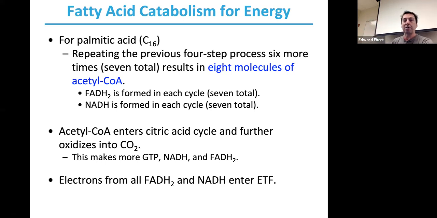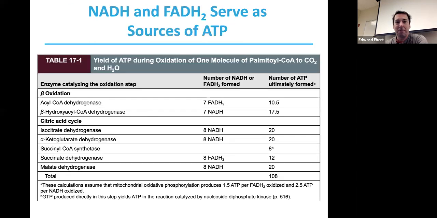And you recall in the citric acid cycle, you get a GTP, an NADH, and an FADH2. All these electrons from our FADH2 and NADH enter the electron transport chain, and our GTP is functionally equivalent to an ATP. So this is why if you take 1 palmitic acid, in essence, we can get about 108 ATPs out of it. We're assuming 1.5 ATPs for each molecule of FADH2 and 2.5 for each NADH, and our GTP we're assuming is equivalent as well.